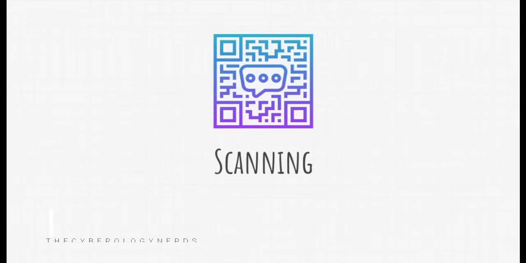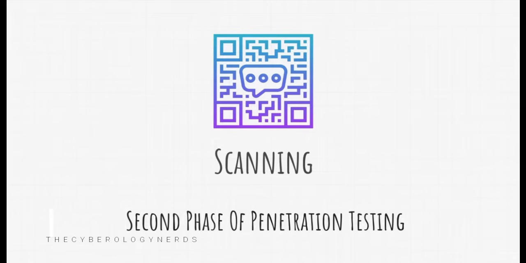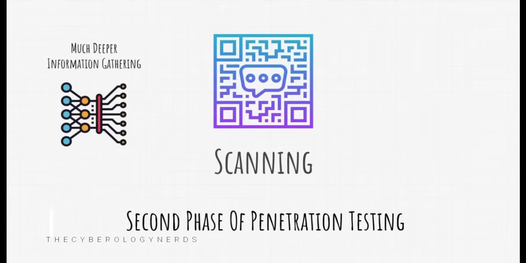We have covered information gathering, which was the first phase of penetration testing, and now we will proceed with the second stage by scanning our target and trying to get even more information about it. Now, the difference between information gathering and scanning is that scanning is performed on a much deeper level.